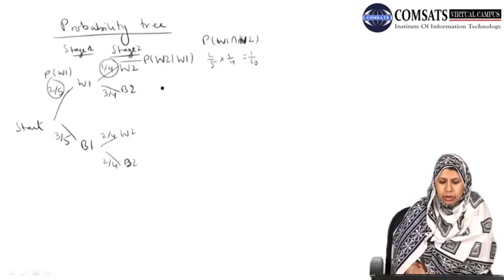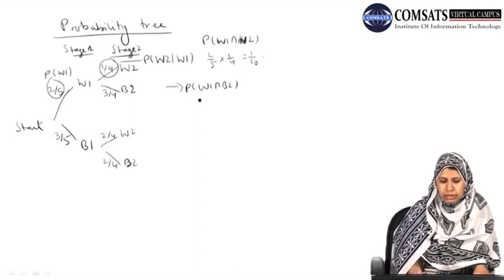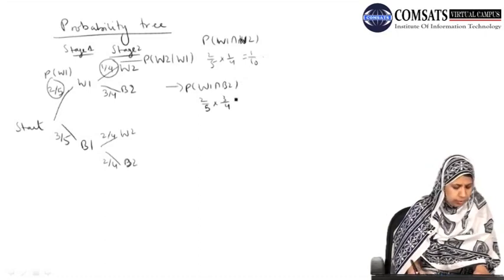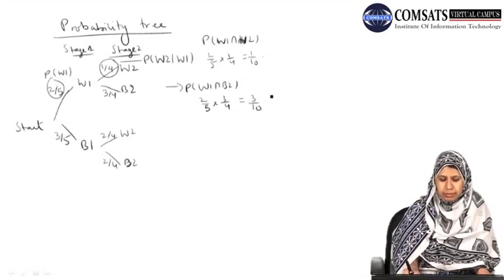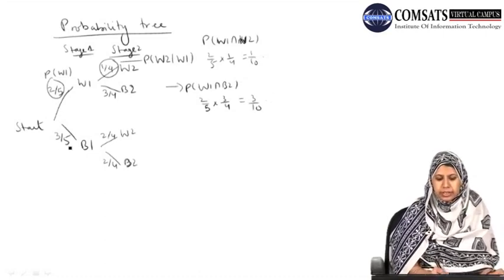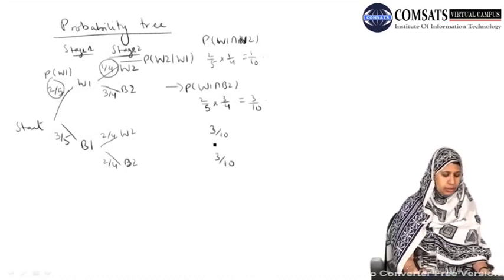The probability of obtaining a white ball and a blue ball is 2 by 5 into 3 by 4, which is 3 by 10. In this case, the probability will be the product of 3 by 5 into 2 by 4, which is 3 by 10, and in this case as well 3 by 10.